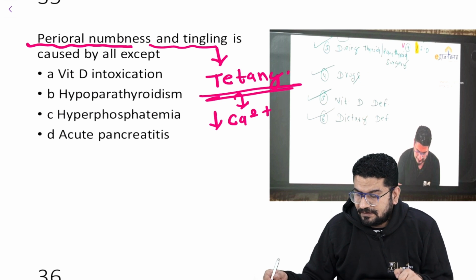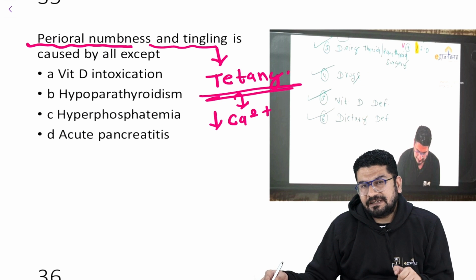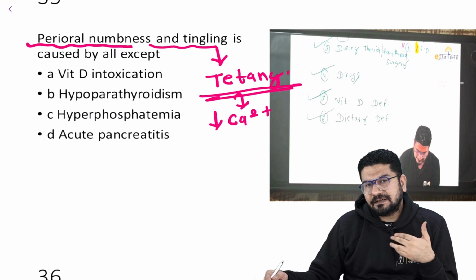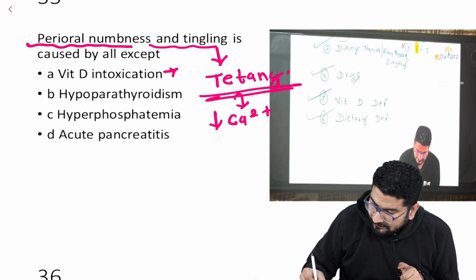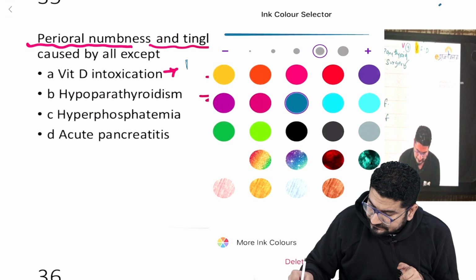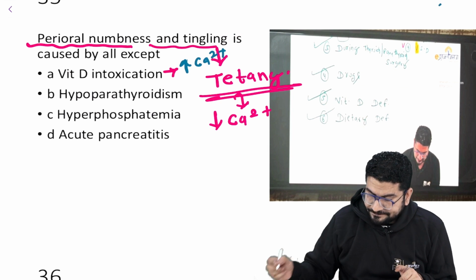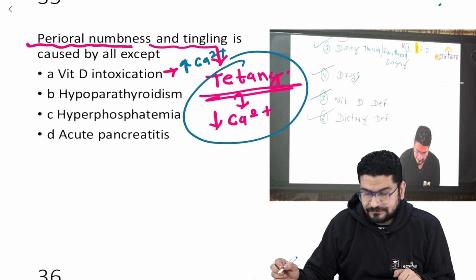So when I see the first option, vitamin D intoxication, it generally causes calcification, which we call metastatic calcification. So this will cause hypercalcemia. Vitamin D intoxication will lead to more calcium, not less calcium, right? And tetany is a feature of hypocalcemia. So let's see the other options.